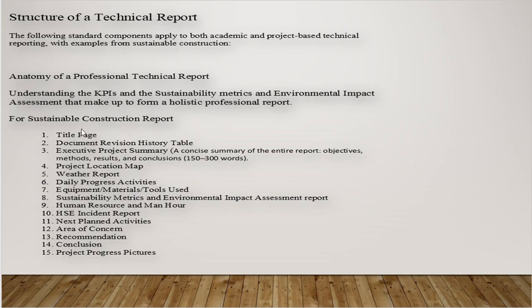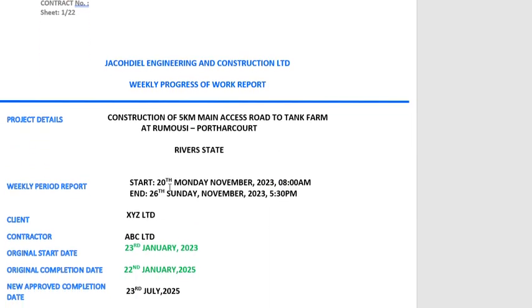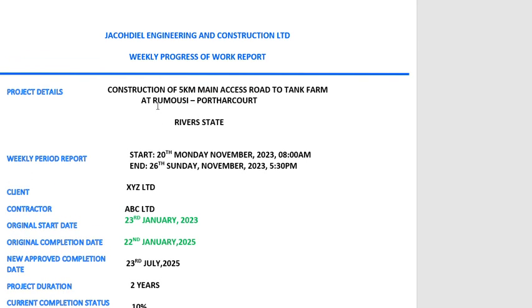And now I want to show you how it has been captured in a real life project technical report. Now this is it. This is the first, the title page. The title page carries the construction company executing the project. You can see the name of the company. Then you can see the weekly progress report.